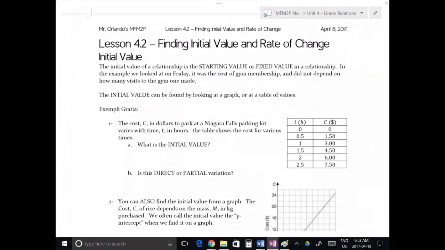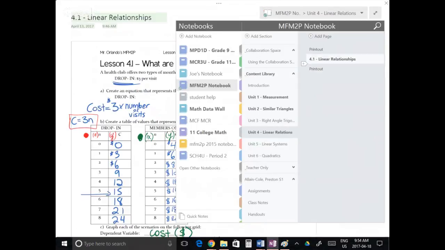So today I want to review a couple of concepts, and we talked about this stuff again on Thursday, but the idea of initial value and rate of change. So the first example we used on Thursday, I think, was a gym membership. Is that true? Does that ring a bell? Let's take a look. I made the note.